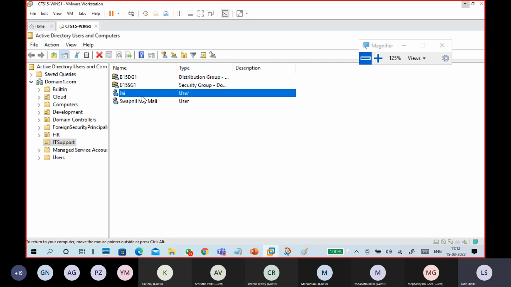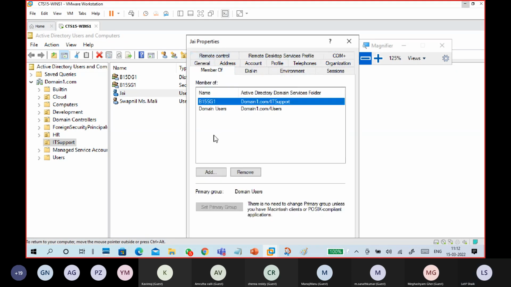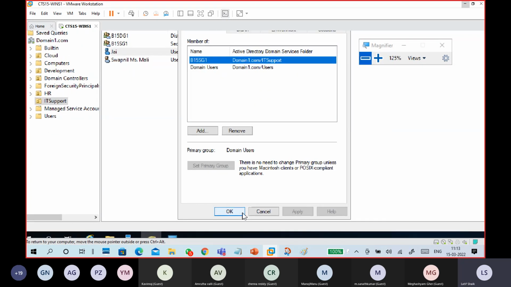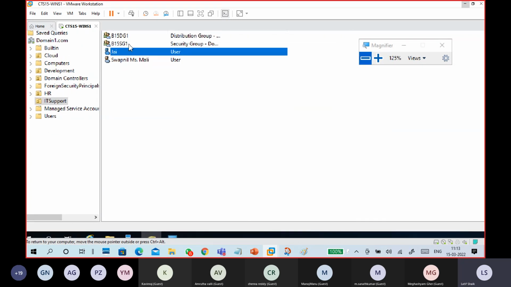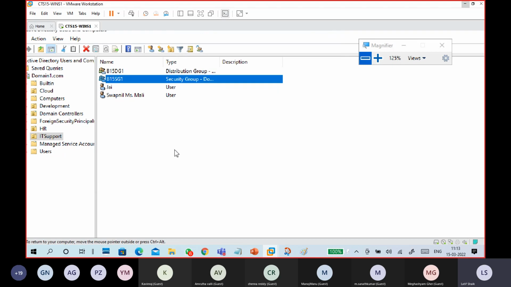Either open the user, go to Member Of, add to group, search for a group and add to a group. Or go to a group, click on Members, add, search for a user, add the user here. Okay, in two ways we can do it. A third way is also there, I will show you.